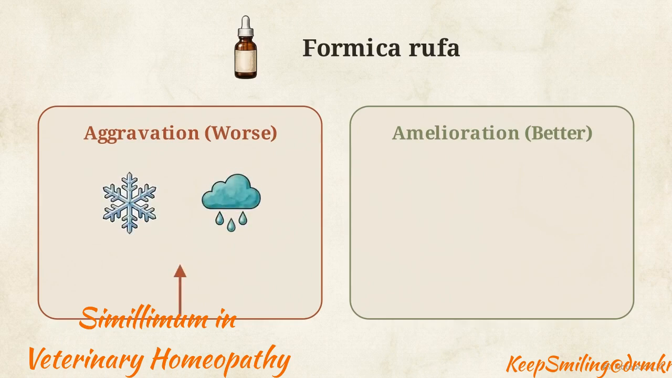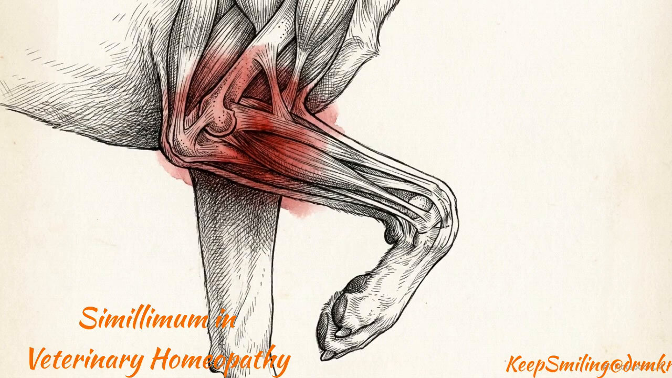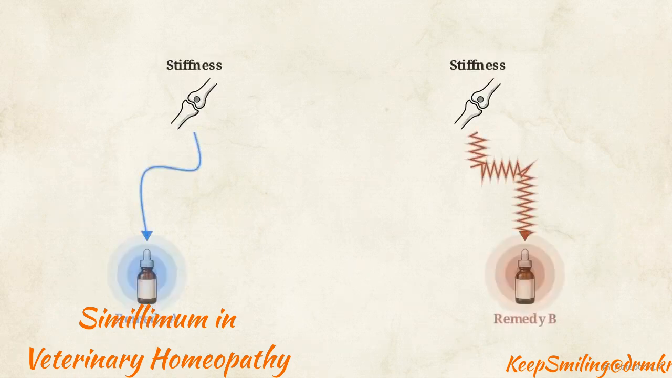The text specifies Formica rufa for joint stiffness aggravated by cold and damp, but improved by gentle, continuous movement. We see this logic in reverse with Bryonia alba. For a Bryonia patient, any movement at all causes intense pain. This requires a completely different remedy, even if the primary symptom is still joint stiffness.